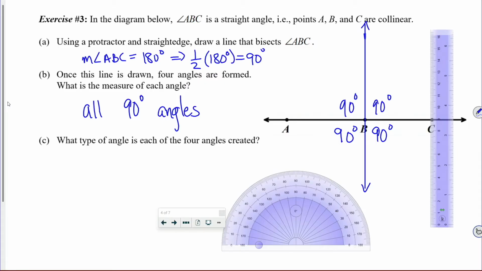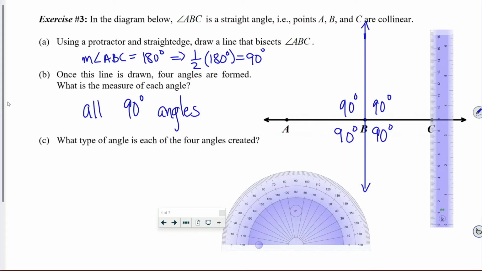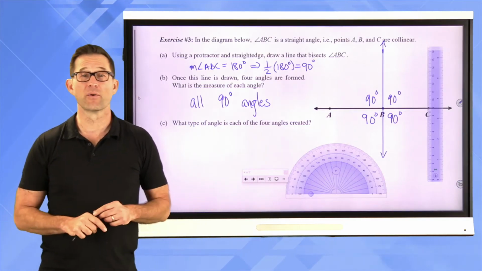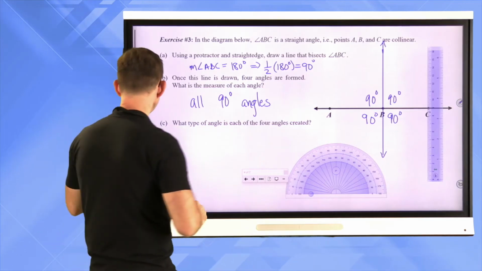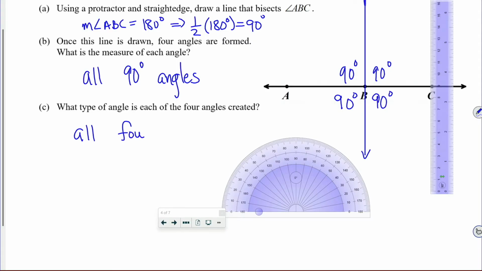All right, and finally, letter C. What type of angle is each of the 4 angles created? So what are all these 4 angles called? Well, we have a name for 90 degree angles, and those are right angles. All right, so all 4 are right angles.